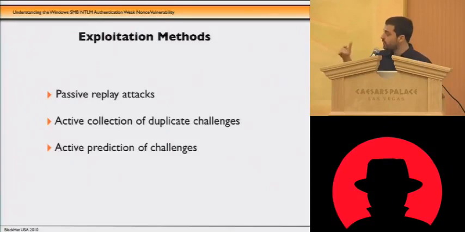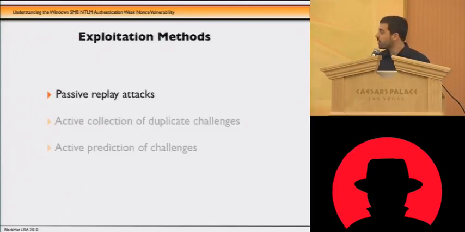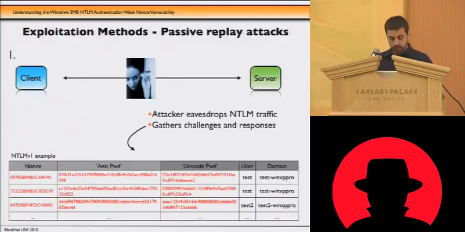The third one, the active prediction of challenges, is actually a different flaw that we found in the same code and has nothing to do with the fact that the server is generating duplicate challenges. But we're going to talk about that later. Agustin is going to explain how that all works. So let's start with the passive replay attack.